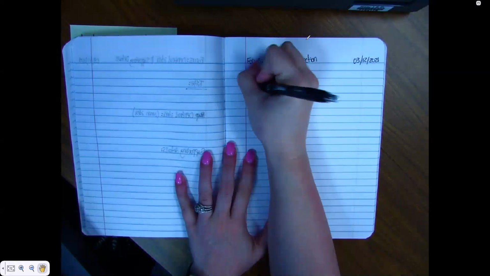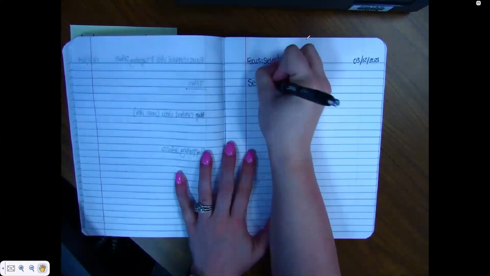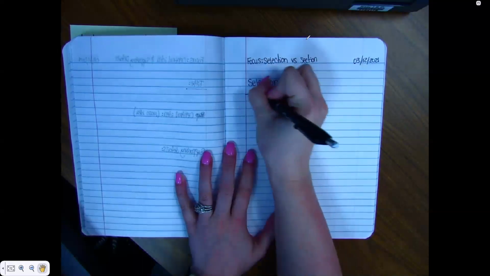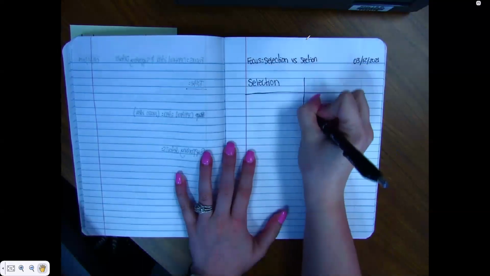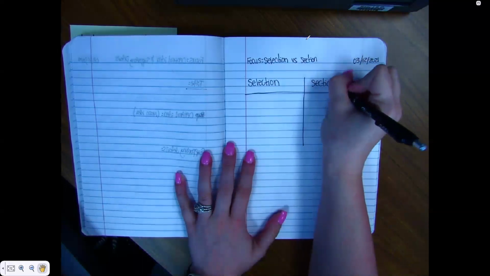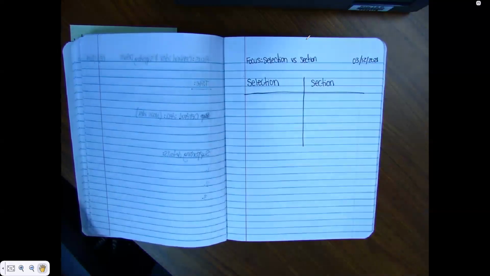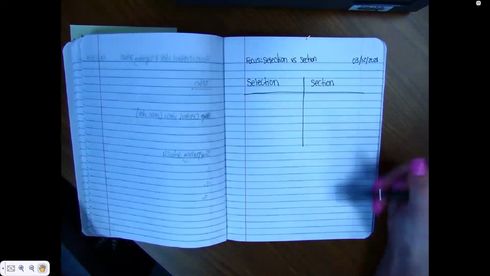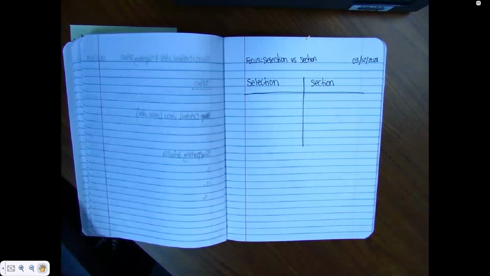All right, we're going to write selection. Okay, and then we're going to draw a little T-chart, and section. And then we're going to write what the difference is under the T-chart. Yes, Aiden. Can we put the line all the way down, or are we going to put some notes under? No, don't put the line all the way down, because we're going to do some examples down here. Good question.